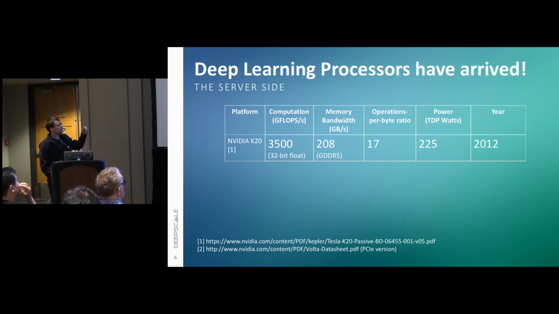So basically, 3.5 teraflops per second is the vendor claimed peak. Around 200 gigabytes per second is the best case you can achieve in terms of transferring memory from the GPU's off-chip memory to on-chip.